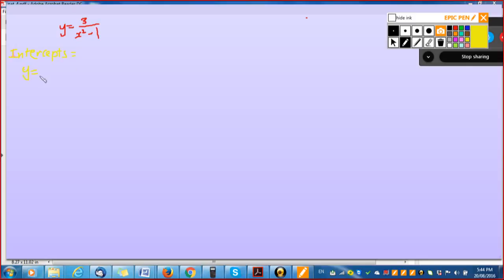So what's your Y-intercept? Y-intercepts happen when X equals 0. So X is 0, squared is 0, so you've got 0 minus 1 is negative 1. 3 over negative 1 is negative 3. Yep. Your Y-intercept is when... oh, sorry, your X-intercept is when... so this is your Y. This is your Y-intercept.